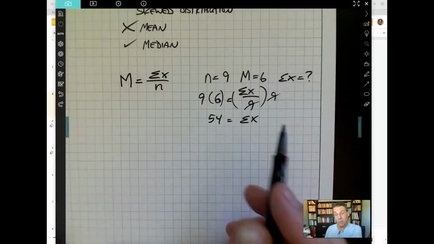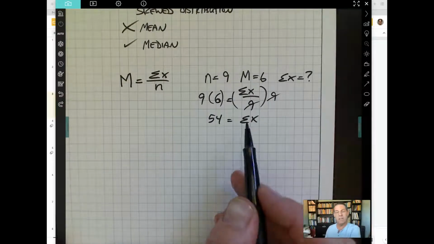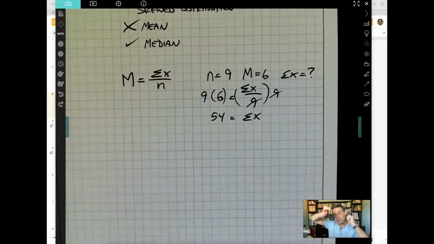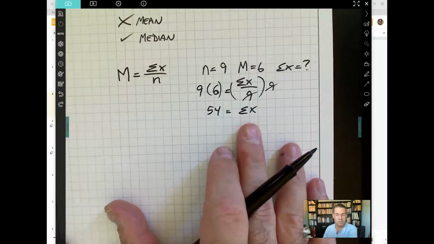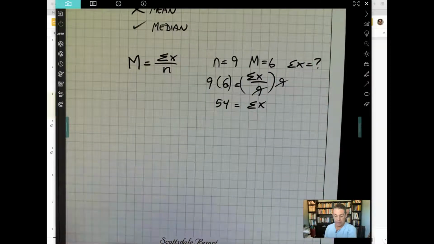And part of why that's helpful is because it might start helping you understand what sum of x is. Rather than just a symbol, it has meaning. And what it is, is just adding up everybody's score. So sometimes doing these things where we're solving for different parts can be really helpful in terms of really forcing you to understand what each component means.